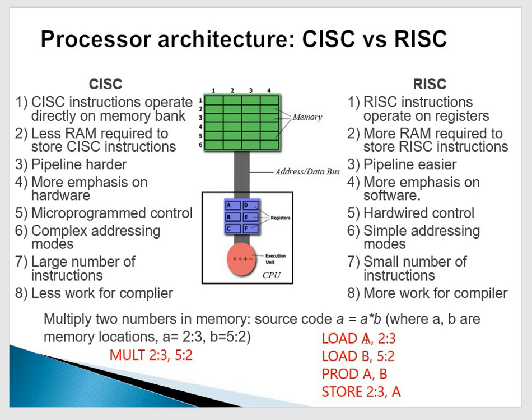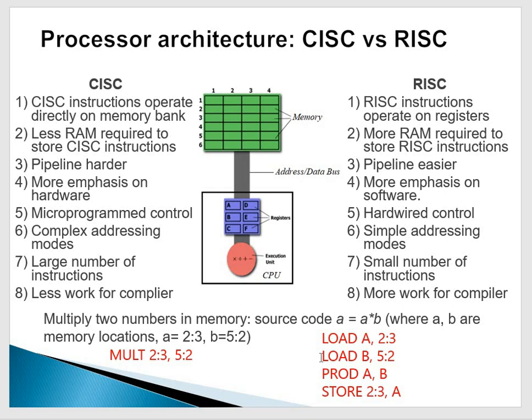So this load A comma 2 3 will do what? It will load the data of the memory location whose address is 2 3 to register A. Similarly, we will load the data of B by using the instruction load B comma 5 2. So what will it do? It will load the data of memory location 5 2 to the internal register B of the processor. Once the data is loaded through these two instructions, then and only then can we perform the multiplication operation.